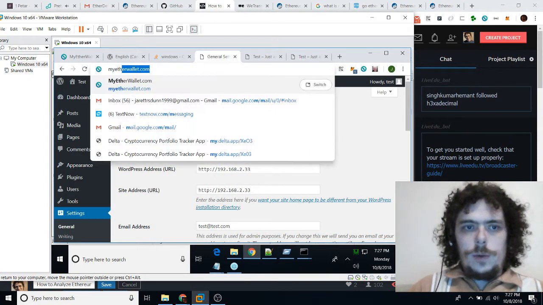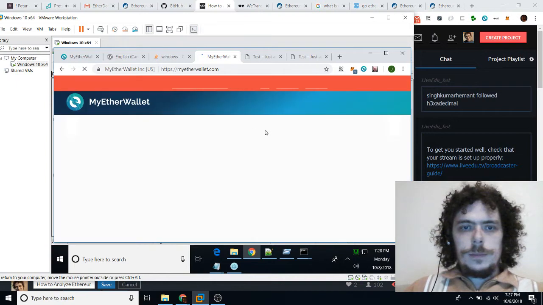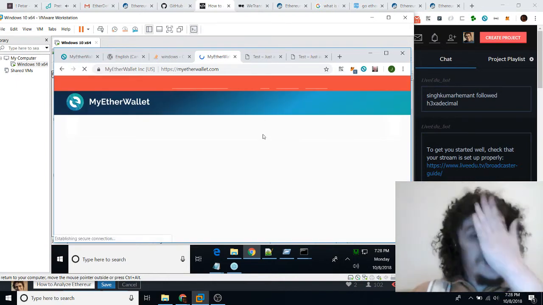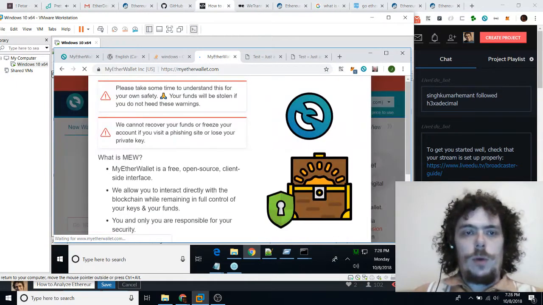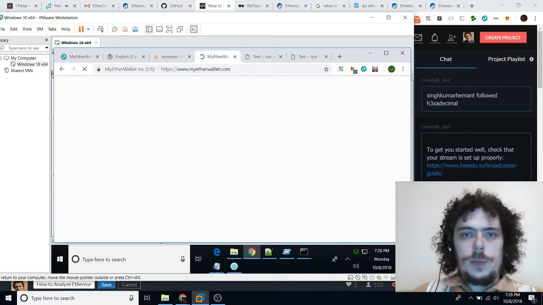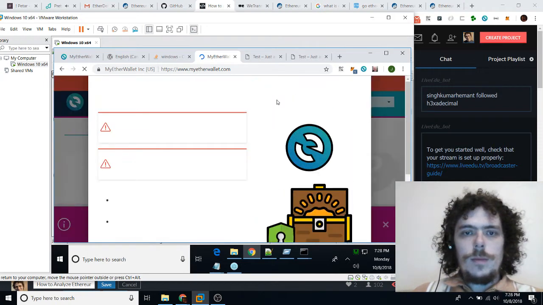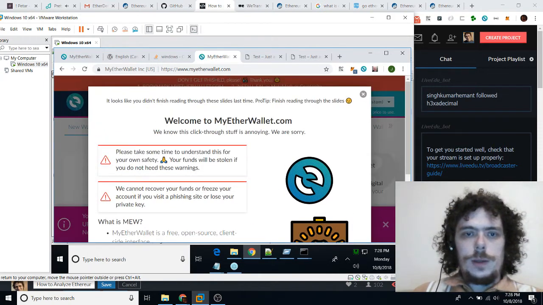So let's take a look at MyEtherWallet. So we're going to get a big old warning that says exactly what I just said. We can actually read through that warning. Take a look. It looks like you didn't finish reading through these slides the last time. Pro tip, finish reading through the slides.